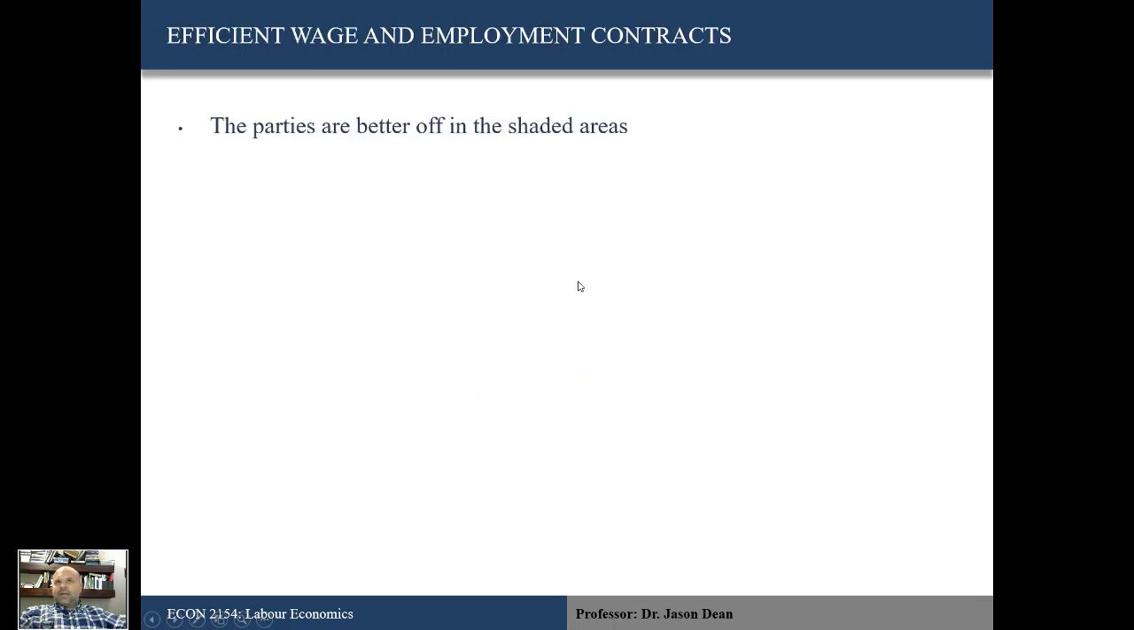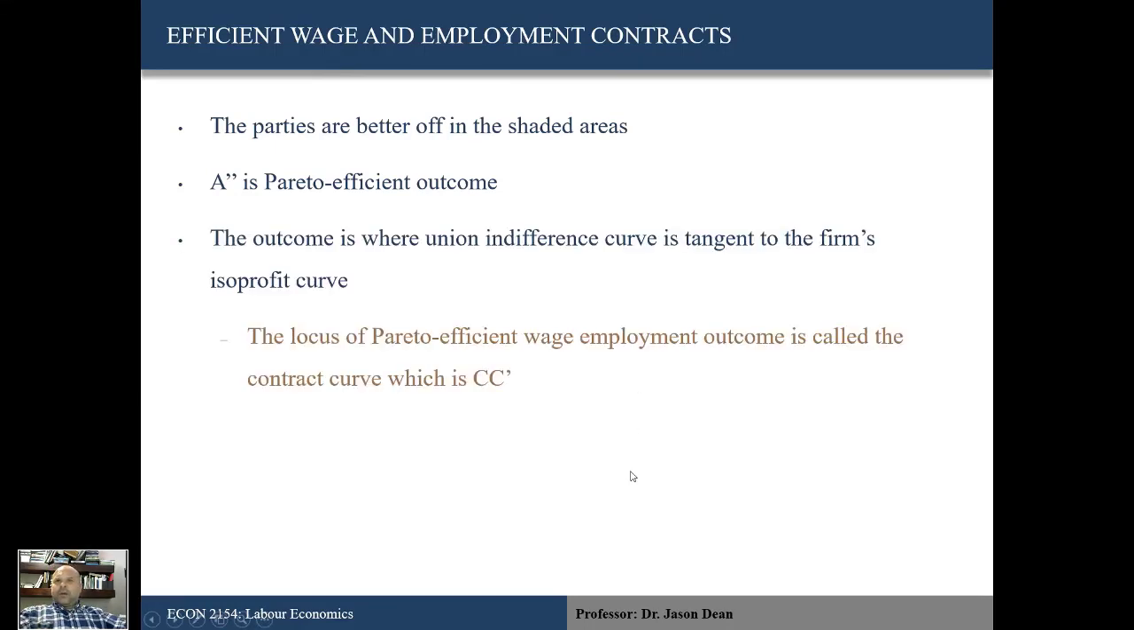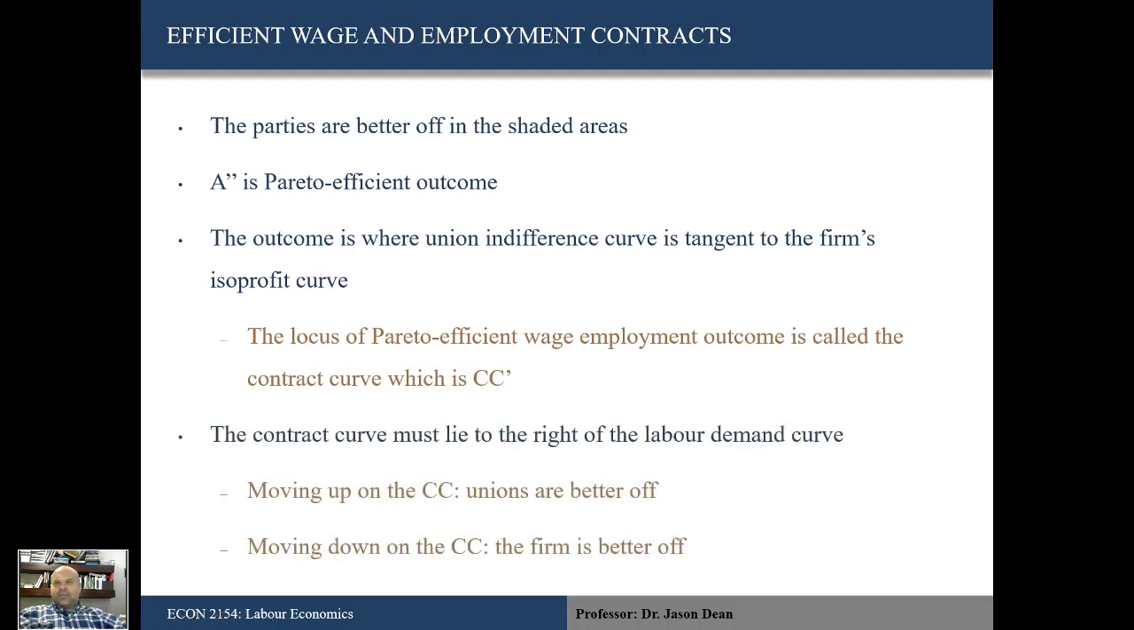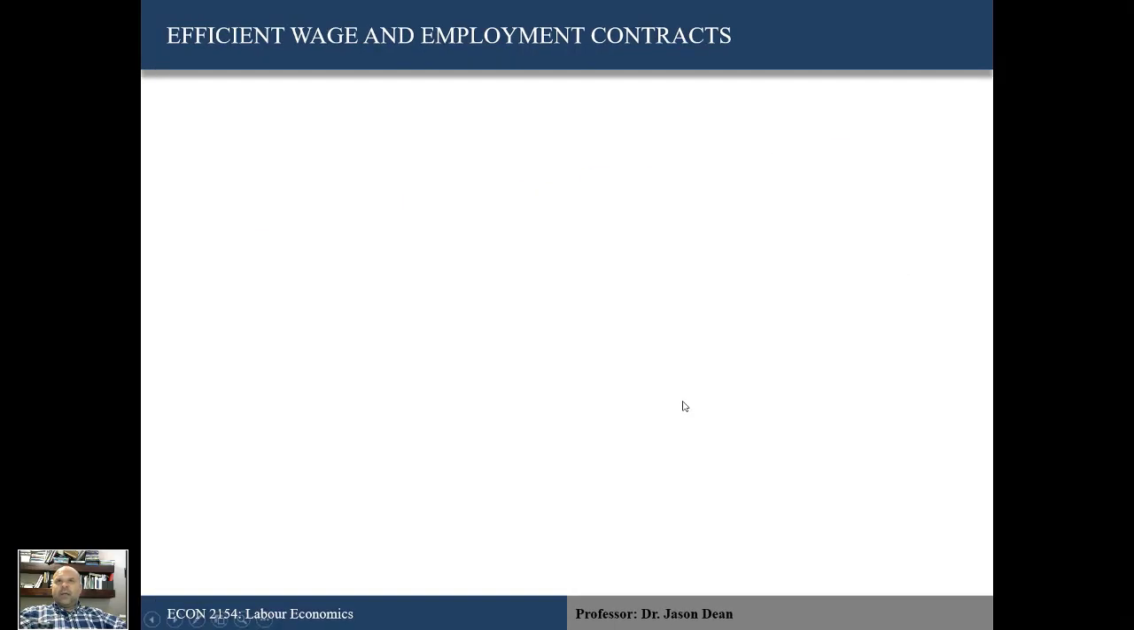As I mentioned, in those shaded areas the parties are better off. A double prime, as we saw, was a Pareto efficient outcome. The outcome is where the union indifference curve is tangent to the firm's isoprofit curve, so you can't make one of the parties better off without making the other party worse off. The locus of Pareto efficient wage employment outcomes is called the contract curve, and we label that CC prime. Again, the contract curve must lie to the right of the labor demand curve.